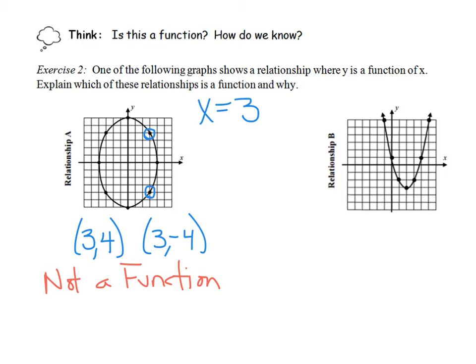If we try relationship B, going to the same point, x equals 3, I see that I have only one point associated with that one. So for example, at the point x equals 3, the y value is -2, and there is no other output at that x value. No matter what x value I look at, each x only has one y associated with it. So I would say that relationship B is a function.